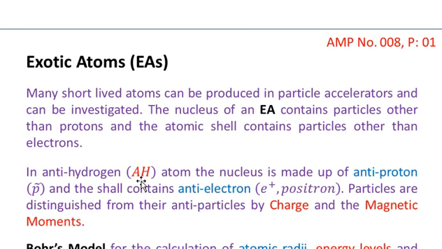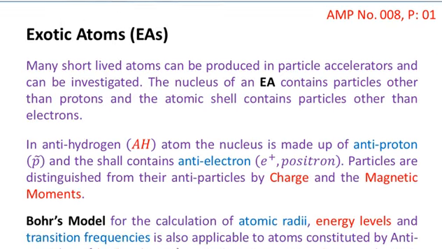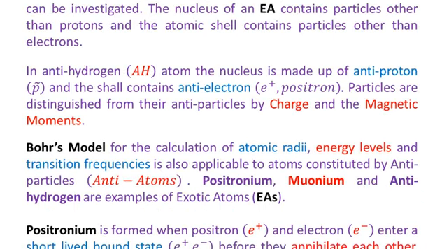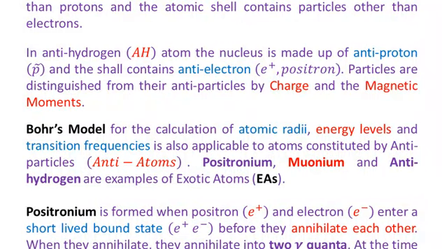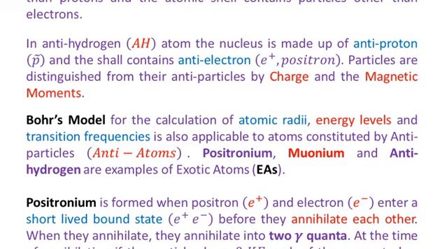In the antihydrogen atom, the nucleus is made up of an antiproton and the shell contains anti-electrons, that is positrons. Particles are distinguished from their antiparticles by charge and the magnetic moment. So charge and the magnetic moment are the two quantities by which antiparticles can be distinguished from their counterparts.